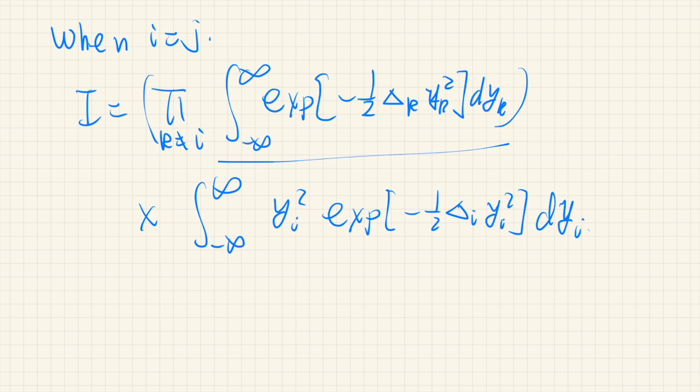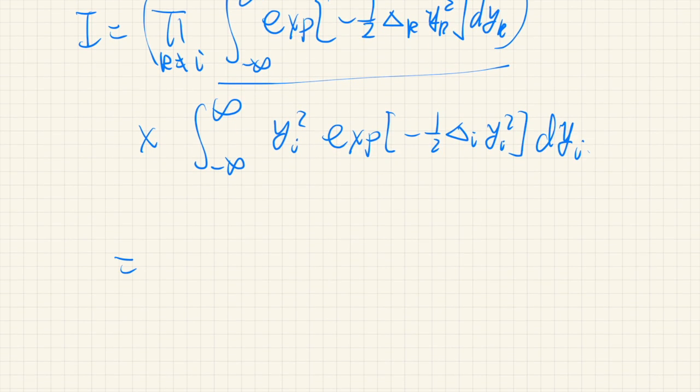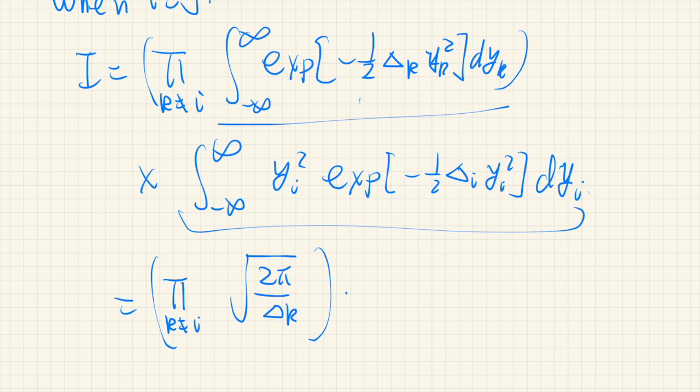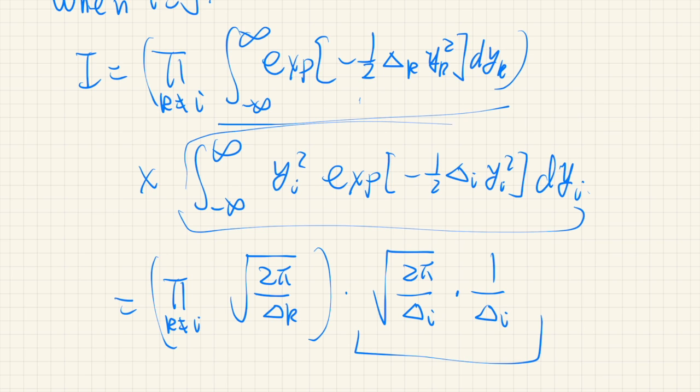From this part, for k not equal to i, we get just the first Gaussian integral, square root of 2 pi over delta k. From this part, we get square root of 2 pi over delta i times 1 over delta i. Again, this is from the property of the univariate Gaussian integral.